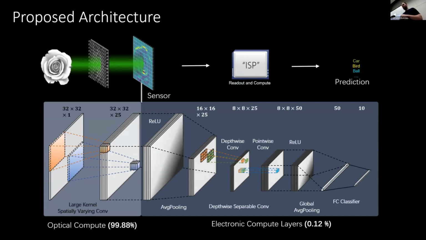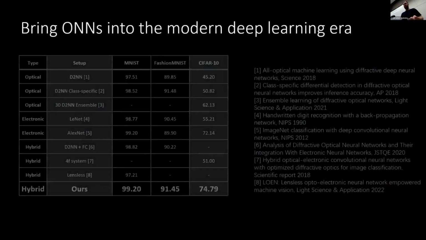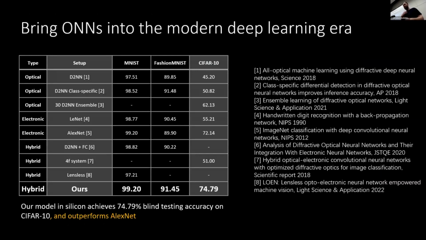Okay, so now the overall MACs, multiply-accumulate operations, are about 0.1% on the electronic side, and almost everything, 99.9%, is done in the optical domain, because of these two factorization tricks. So the large kernel factorization as well as the spatially varying kernel factorization. So that brings us with this approach to AlexNet performance.